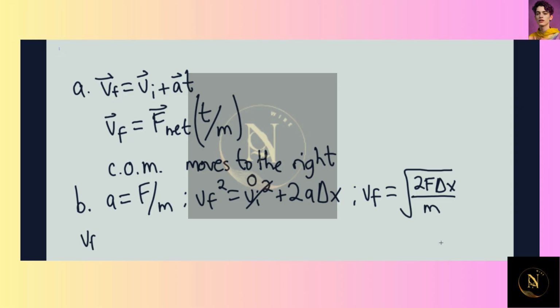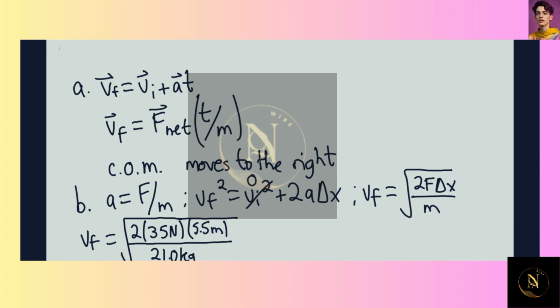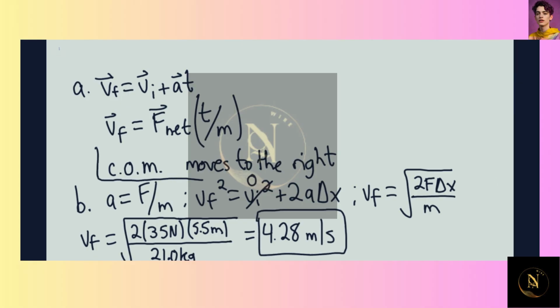So the final velocity would then be equal to the square root of 2 times 35 newtons multiplied by 5.5 meters. This would all be divided by the mass of 21.0 kilograms. And we find that the final velocity is 4.28 meters per second. So this would be your answer for part A and your answer for part B.